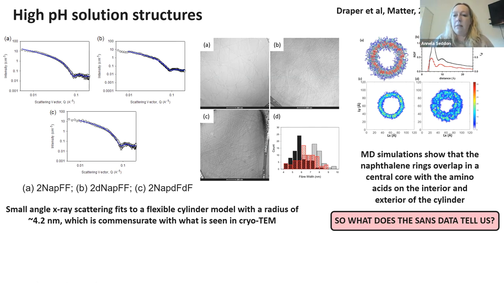And then on the interior and the exterior of the cylinder, what you're getting is the amino acids. So these phenylalanine groups are pointing in and they're pointing out. So we have this kind of sandwich structure. That's going to be really important when we look at this selective deuteration in the neutron scattering. So what does that look like?